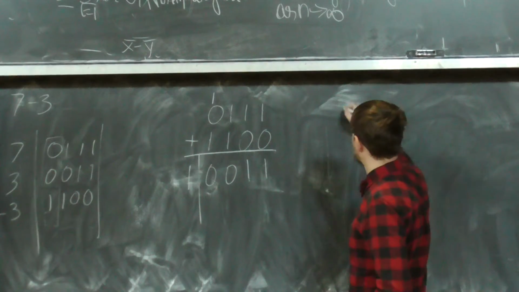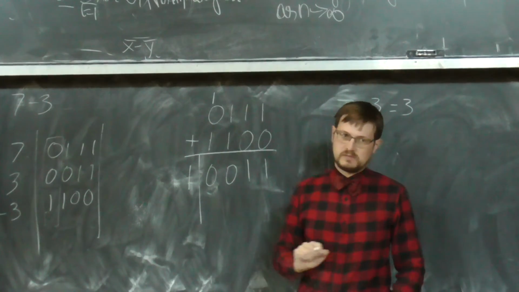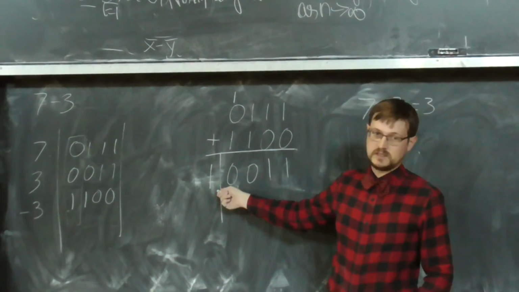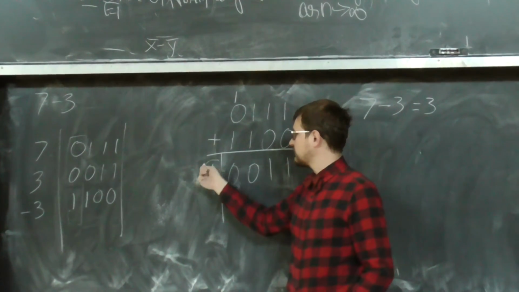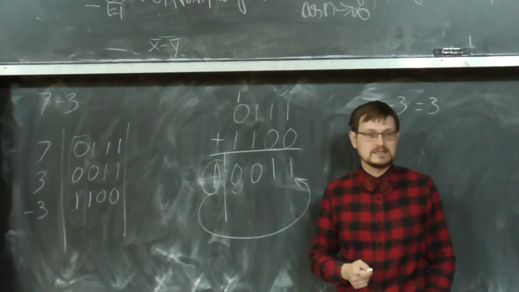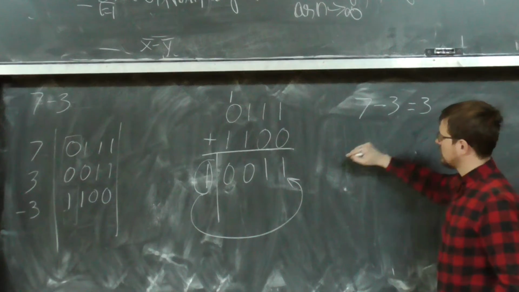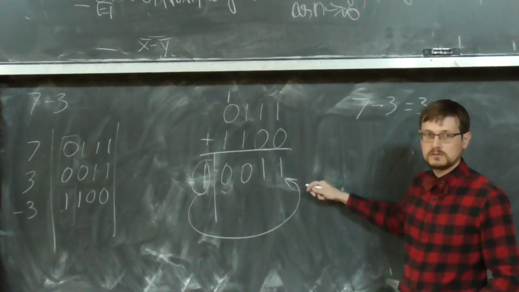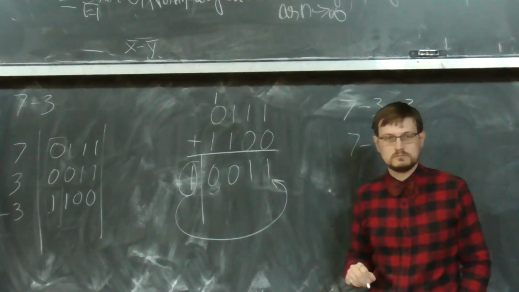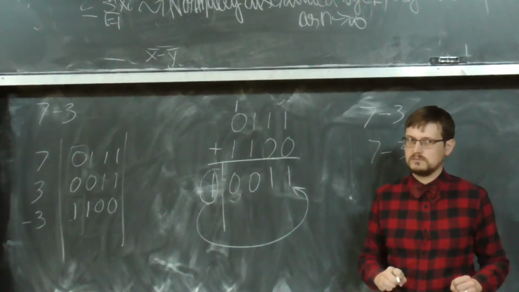So, in this case, 7 minus 3 is equal to 3. And we have a carry bit. Now, it turns out that in one's complement arithmetic, you have an interesting property where if a carry bit is generated here, if you wrap that around to the beginning and add it, then you get the correct answer. So, if we perform the end around carry, then we end up with 7 minus 3 equaling 4. Ta-da!